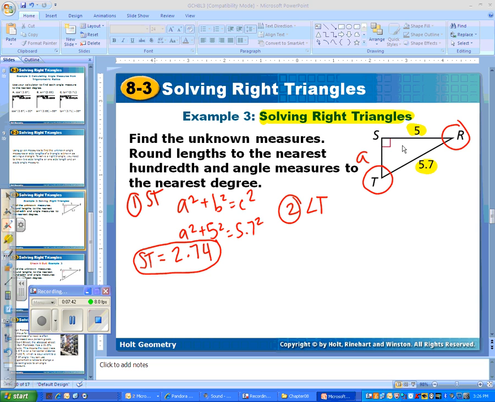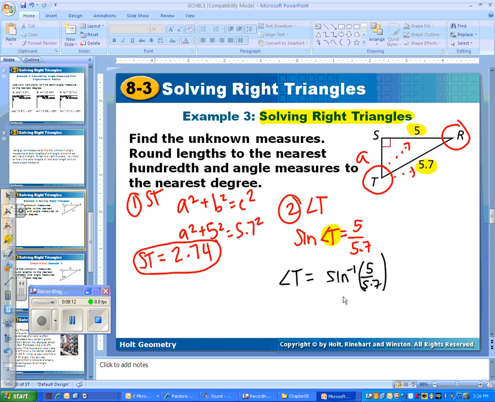So for angle T, we have the opposite side and we have the hypotenuse. So we're going to use sine. Sine of angle T equals opposite over hypotenuse. This is kind of like what we were doing in yesterday's work, except now we don't know what the angle is and we want to get the angle by itself. You can't divide by sine, but you can do the inverse of sine. So to get angle T by itself, you have to do inverse sine of 5 over 5.7. And you just pop this into your calculator.